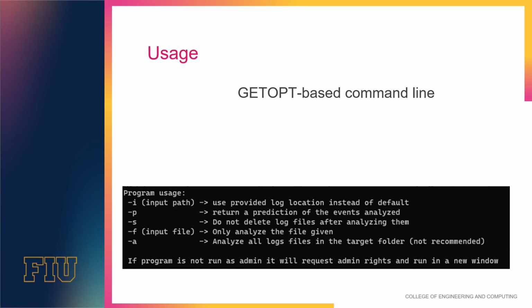The usage for the application is controlled using a gitopt structure with 5 different options. These options allow the user to control where the logs come from, when to train, and when to return a prediction. The application also requires administrative access to the file location, which occurs automatically if not originally run with admin rights. Note, the default Windows log location requires administrative access.